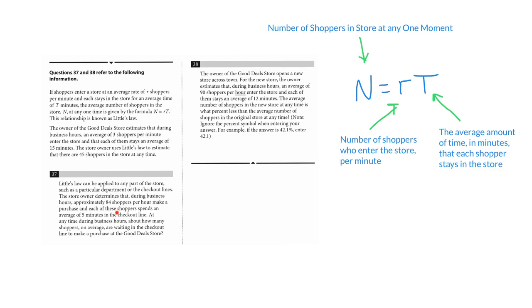So essentially what they're saying is that 84 shoppers per hour make a purchase. That's their way of saying 84 shoppers per hour are in the checkout line. Okay, that's the way to read that one. But the problem is we want the number of shoppers who enter the checkout line per minute, not per hour. So for 84 shoppers per hour, this is where you could do a unit conversion.